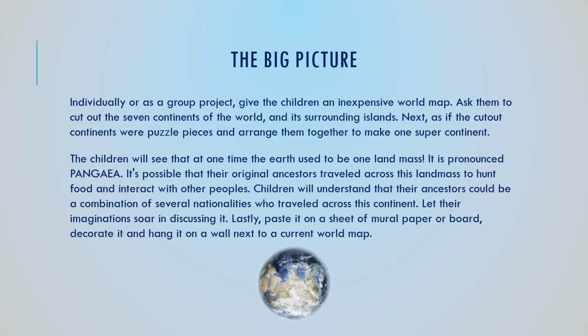It is pronounced Pangea. It's possible that their original ancestors traveled across this landmass to hunt food and interact with other people. Children will understand that their ancestors could be a combination of several nationalities who traveled across this one supercontinent. Let their imagination soar in discussing it. Lastly, paste it on a sheet of mural paper or board, decorate it, and hang it on a wall next to a current world map.